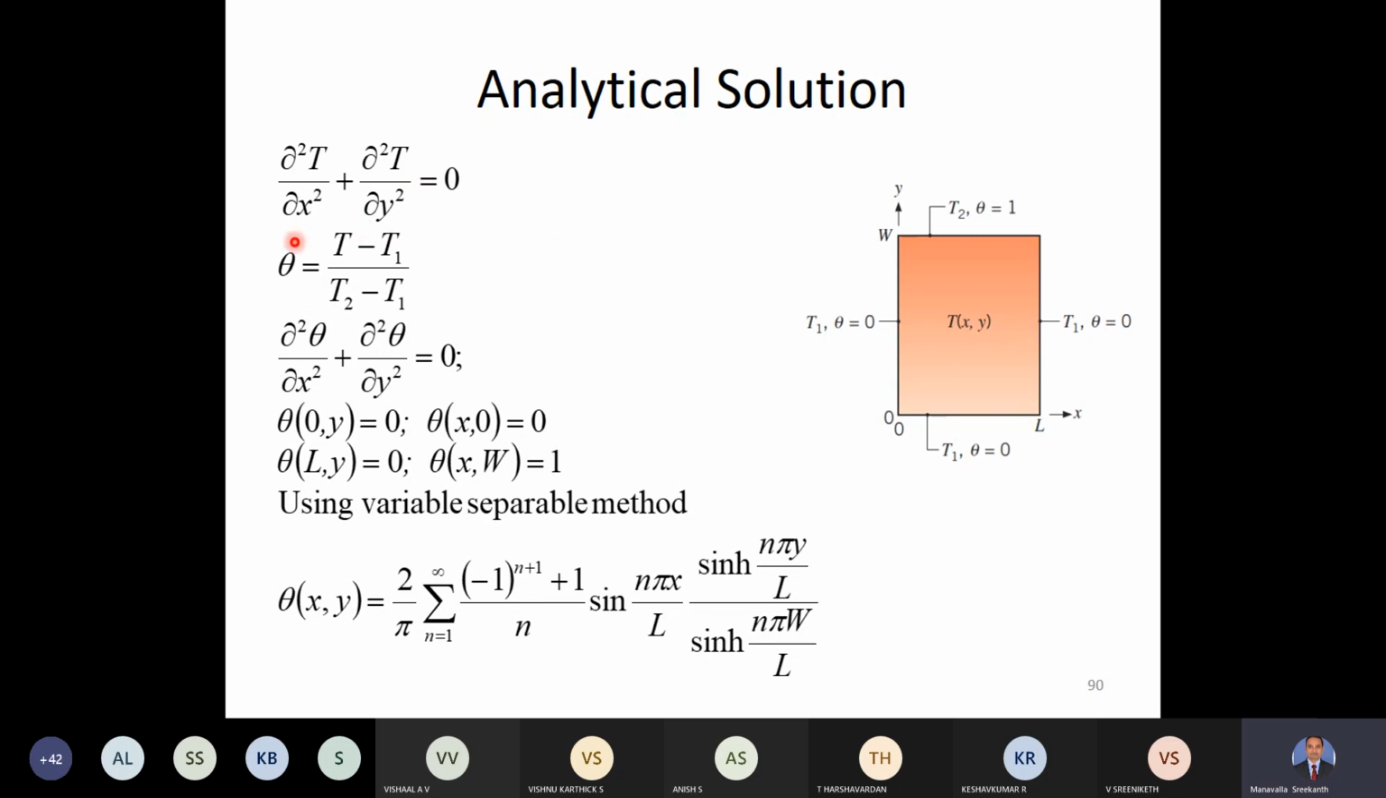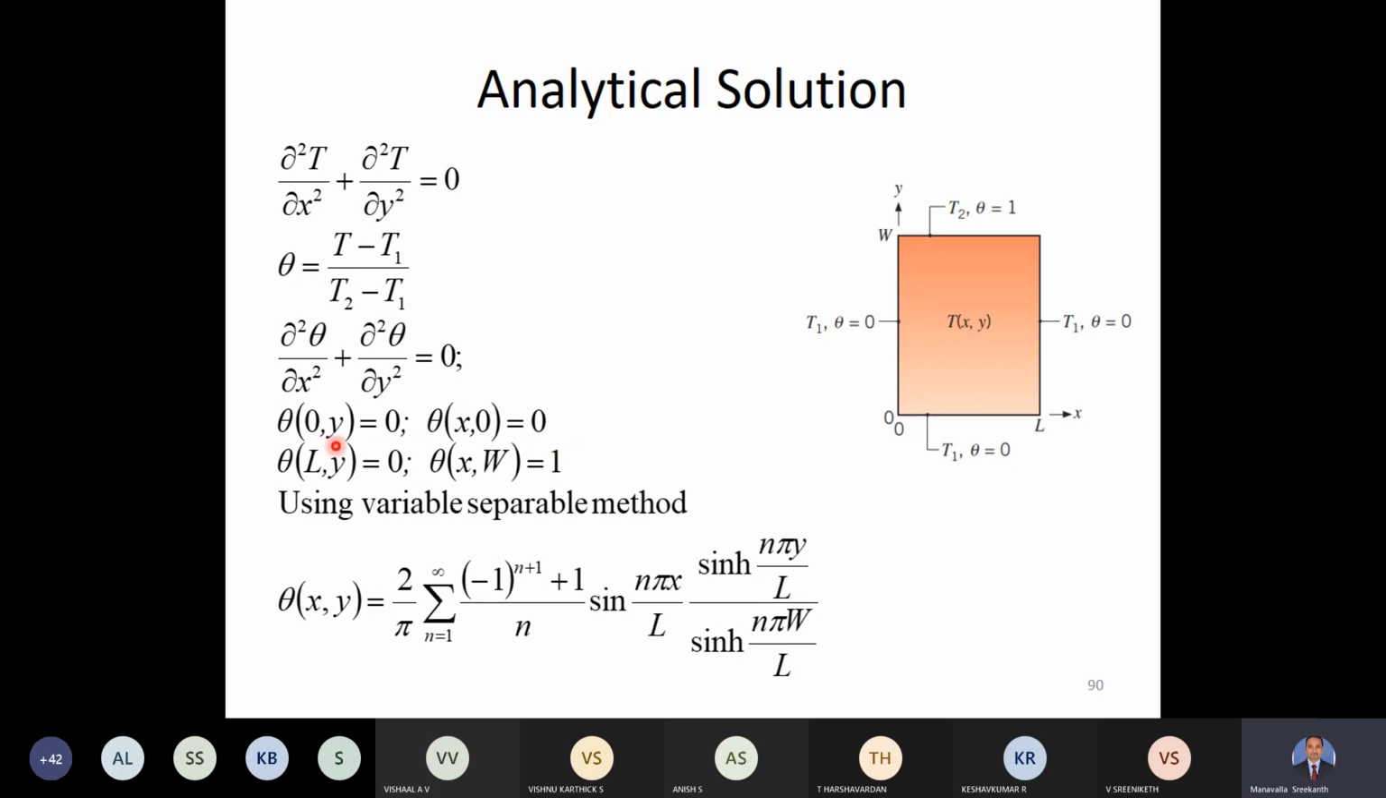We can non-dimensionalize it using this formula, (T minus T1) by (T2 minus T1). You will get a non-dimensional form. Don't worry much about this. So this equation is now transformed into this equation: ∂²θ/∂x² plus ∂²θ/∂y² is equal to 0.